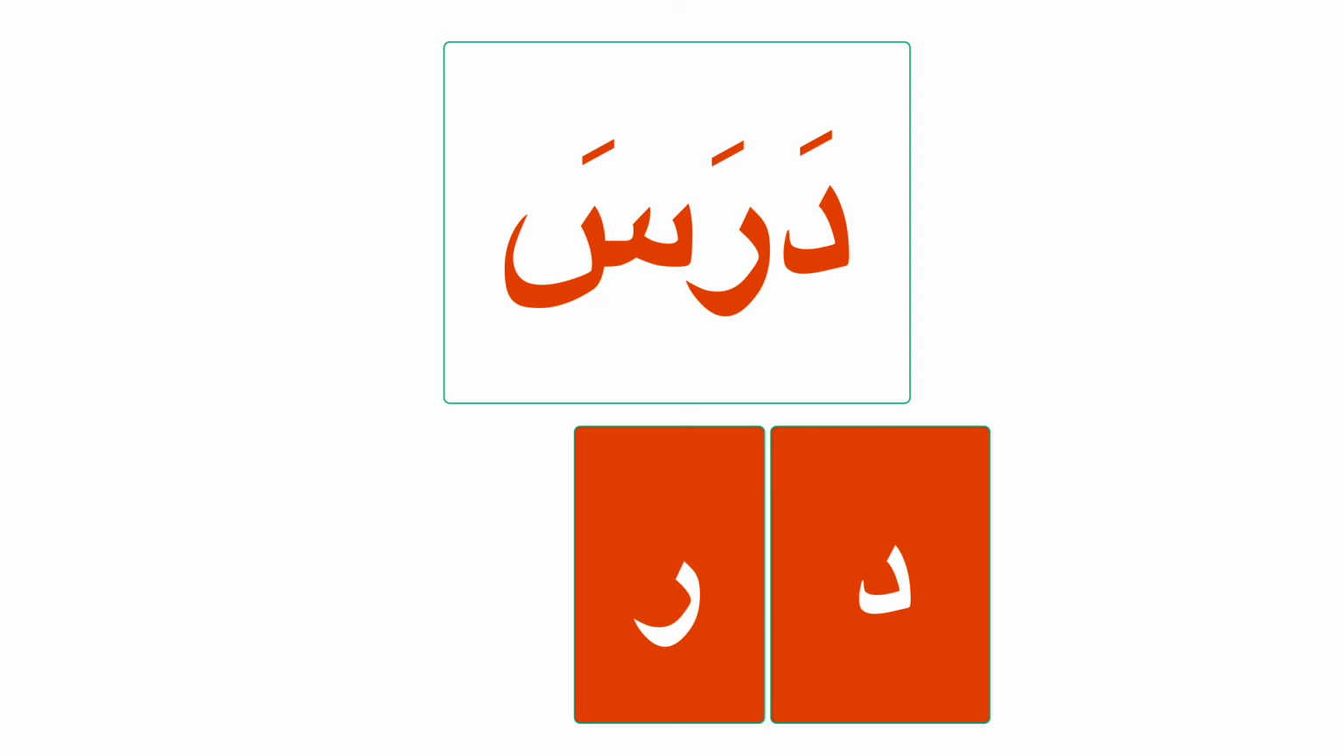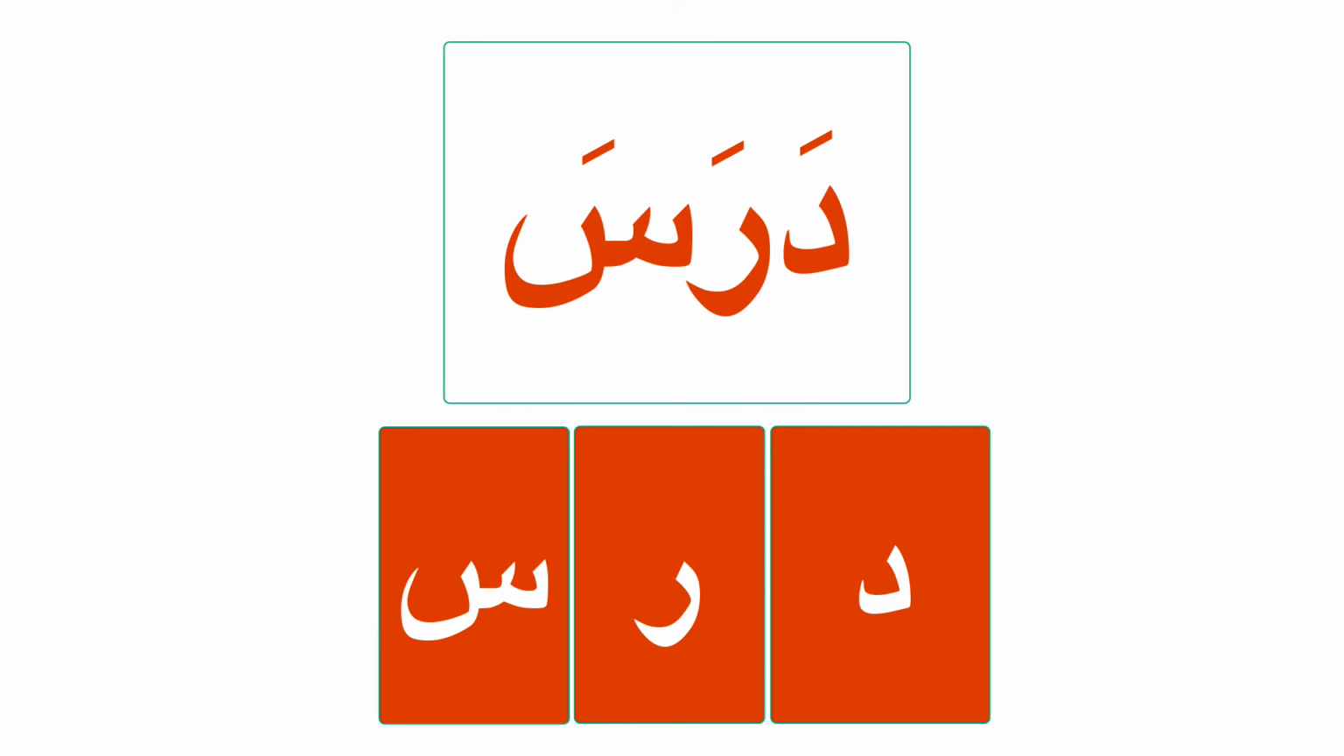So dal is written at the beginning of the word, and it cannot be joined to the letters afterwards. Then the ra, it's in the middle and cannot be joined to any letter before or after. The sin is at the end, so it is not joined to the ra. The sin in particular can be joined, but the ra does not permit any joining of letters afterwards. So the sin comes at the end with the end shape without joining.